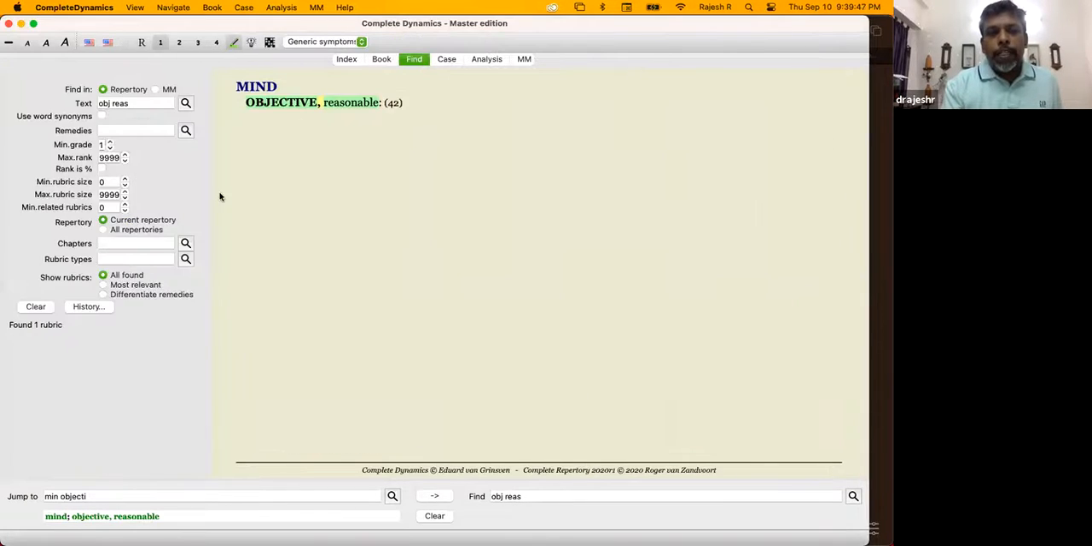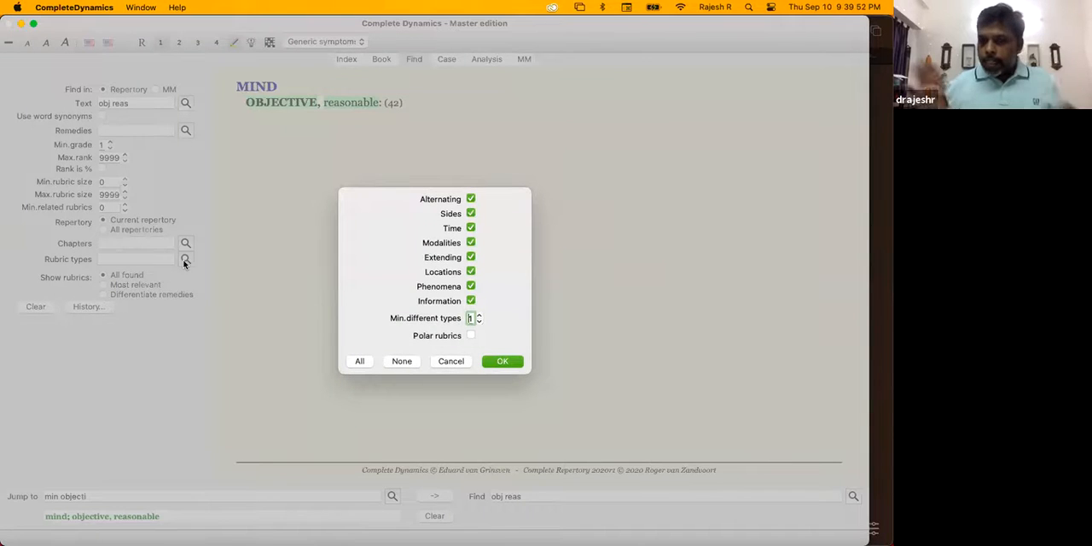The components of any rubric will contain these things. It is like alternating states, that is the dynamism of sites, time, then comes modality, extension, location. Phenomena is any sensation. Information is just for other sake, but that doesn't come under this. So you have these attributes, like the one attribute that is not in Kent and present in Bonninghausen is also there in complete repertory.